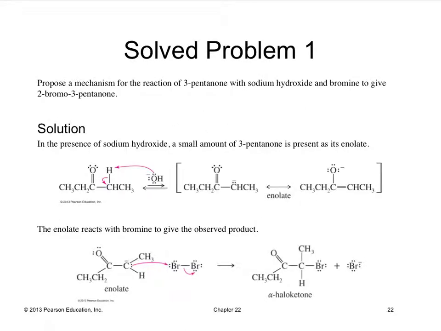So let's do a problem. Propose a mechanism for the reaction of 3-pentanone with sodium hydroxide and bromine to give 2-bromo-3-pentanone. So first step, hydroxide will deprotonate, electrons will go onto that carbon. This can undergo tautomerization, right, to form the enolate ion, shown here. This can attack directly, right? Electrons will go here and attack the bromine to form the alpha haloketone.